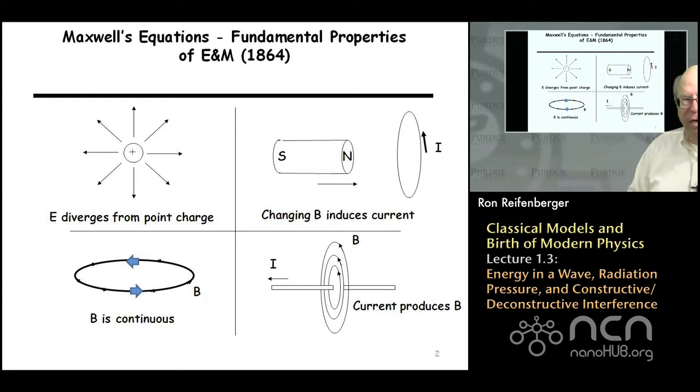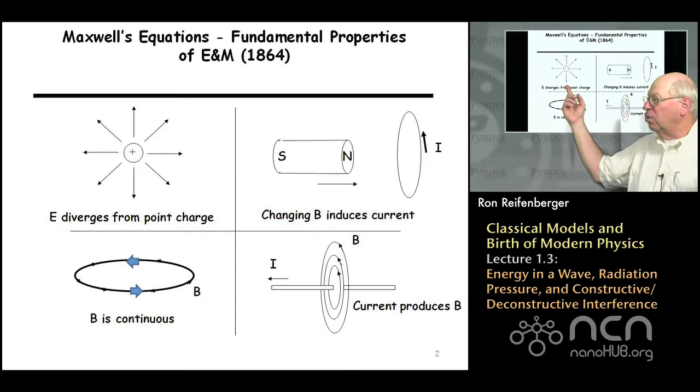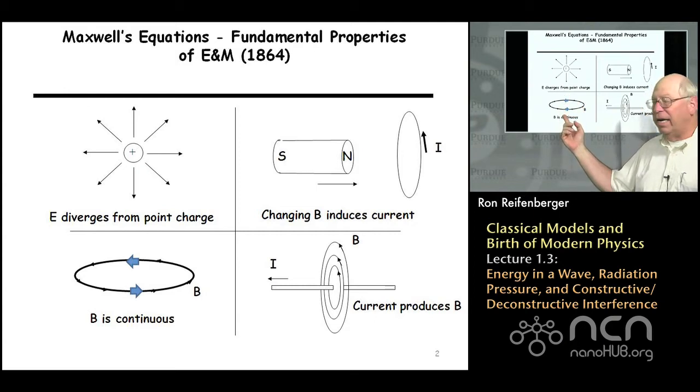It's simple to draw pictures that schematically illustrate what these 4 equations are attempting to convey, and that's what I've done in this slide. There's one equation that basically says electric field lines diverge from a point charge. There's another equation that says magnetic field lines, in contrast to electric field lines, are continuous, right? They close back on themselves.